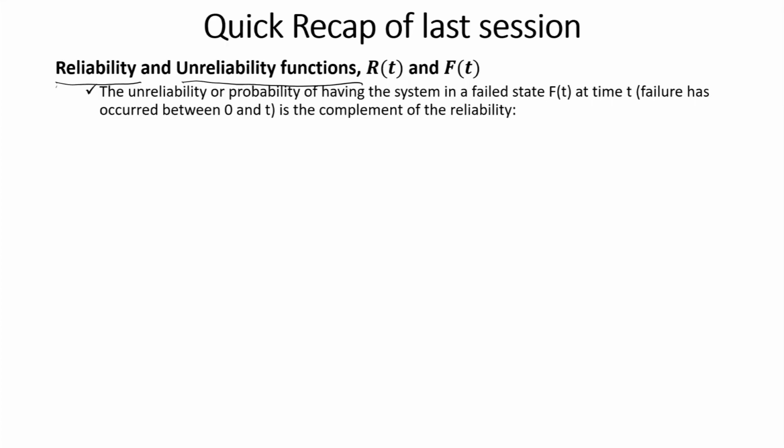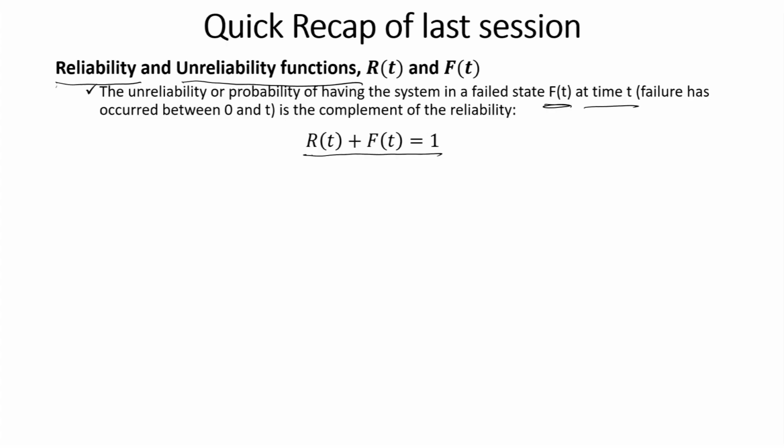So, unreliability is the probability of having the system in a failed state F(t) at time t, that means the failure has occurred between time 0 to t, and this is the complement of reliability. So, I can write R(t) plus F(t), this is a binomial type, yes or no. If I consider this the event space, it consists of the events which are failed or which have succeeded. If I add the probabilities of these two, I should get 1.